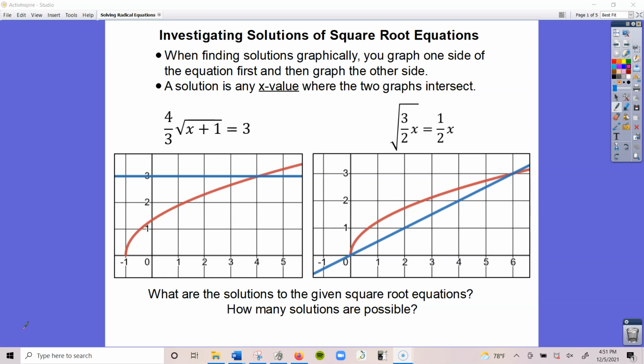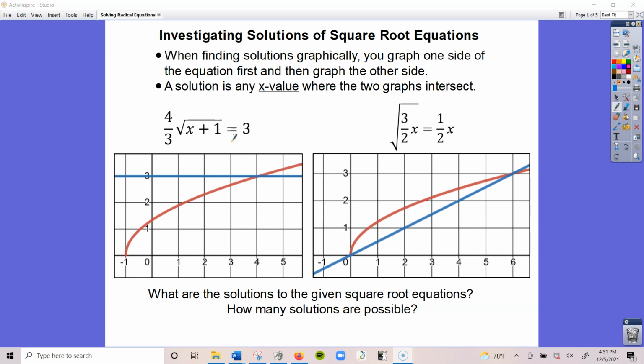Hey guys, today we're going to look at how to solve square root equations as well as cube root equations. Now, what we have here is these two equations accompanied with their graphs. So let's look at this first one. We have 4 over 3, the square root of x plus 1, is equal to 3.